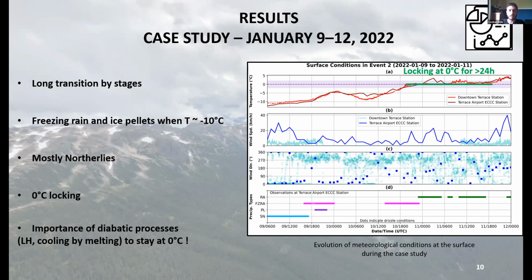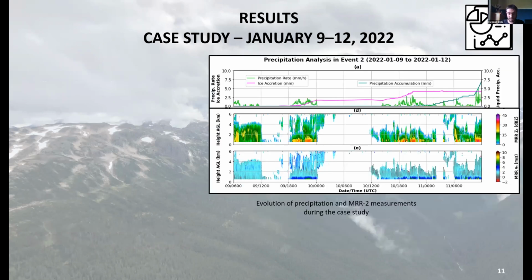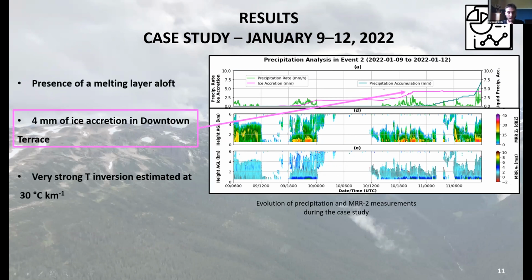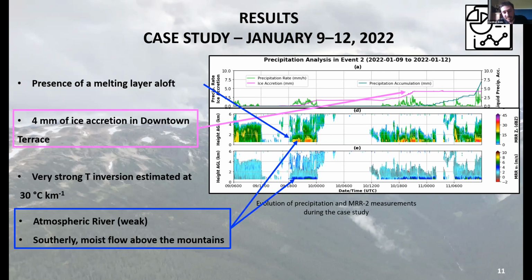We have evidence of that in multiple case studies that I looked at. Here it's the same case study. Panel A is the precipitation accumulations, and D and E are the vertical profiles of the radar reflectivity and the Doppler velocity shown with the MRR, or the vertical radar. We had 4 millimeters of ice accretion, or freezing rain, that fell in Terrace during this event. And we can see on top, about 600 meters above the station, we had a melting layer. So we have a bright band evidence. The precipitation was melting in above 0 degrees Celsius conditions.